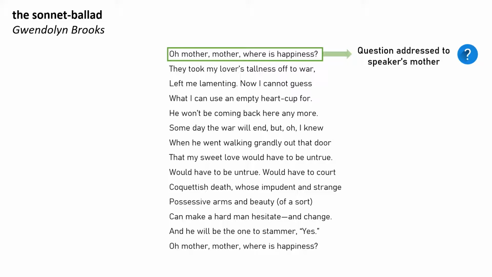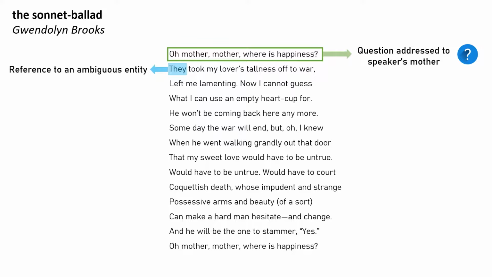Showing that this whole poem is pretty much a monologue addressed to her mother. She then uses the ambiguous word "they" to describe the entity who took her lover off to war. We don't know who "they" refers to. It could be government officials who drafted her lover, maybe friends who convinced him to enlist, or maybe the lover himself wanted to go. We don't really know.